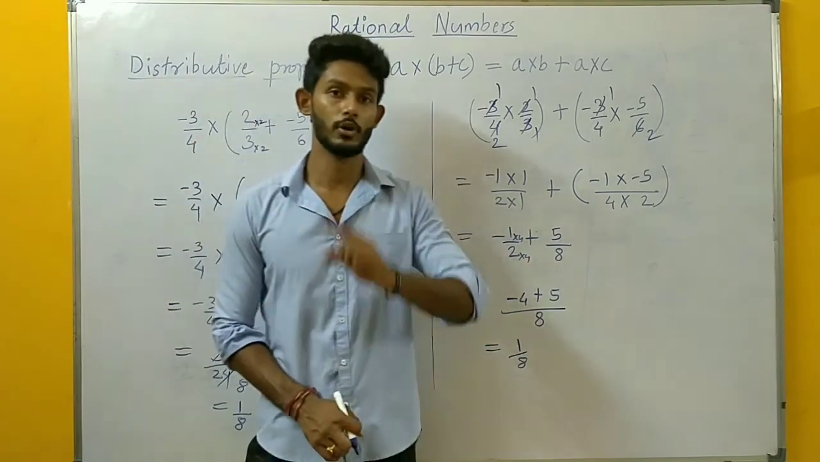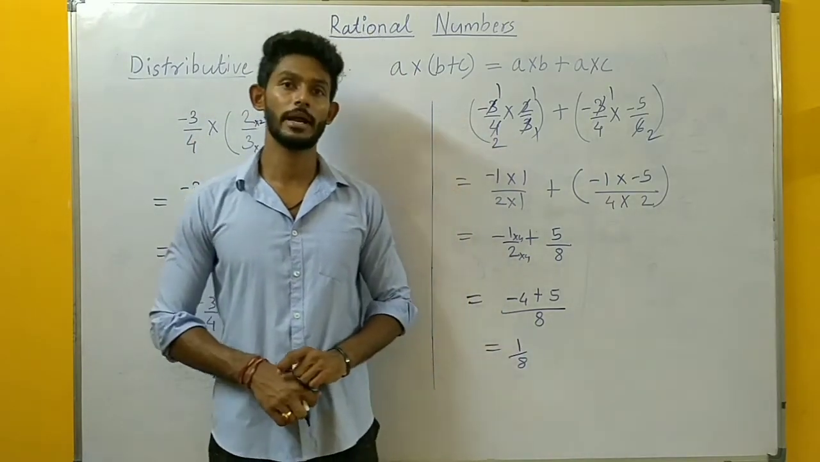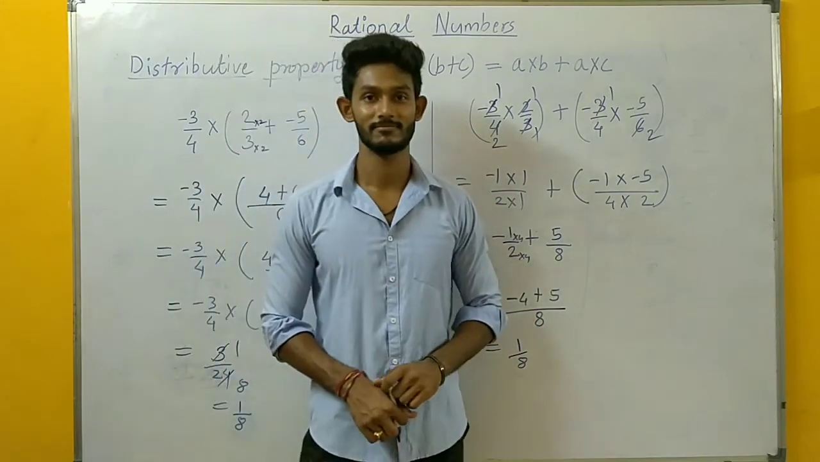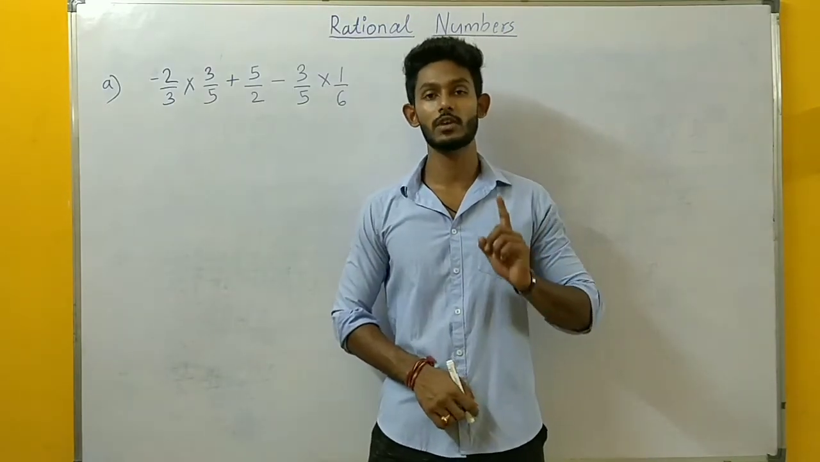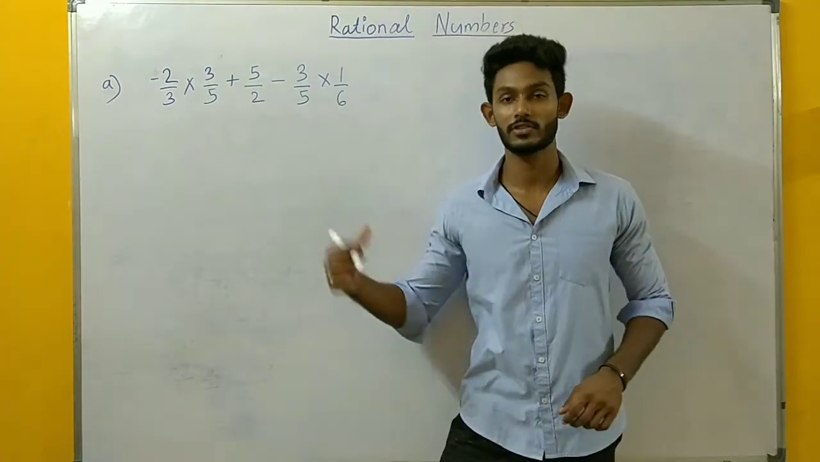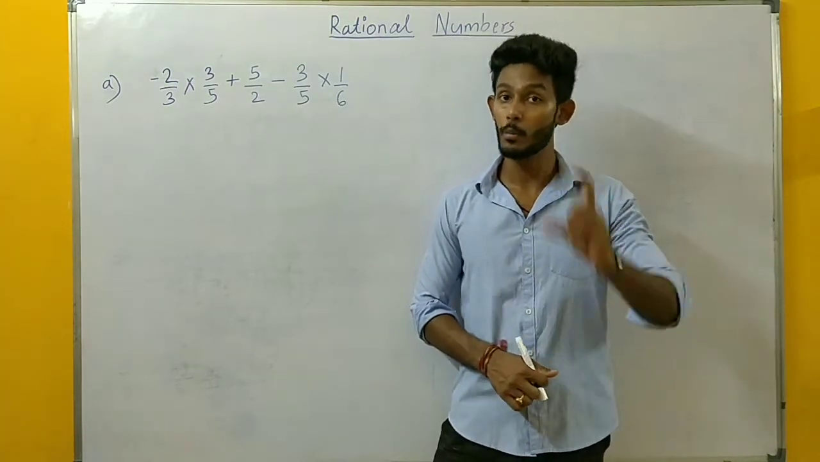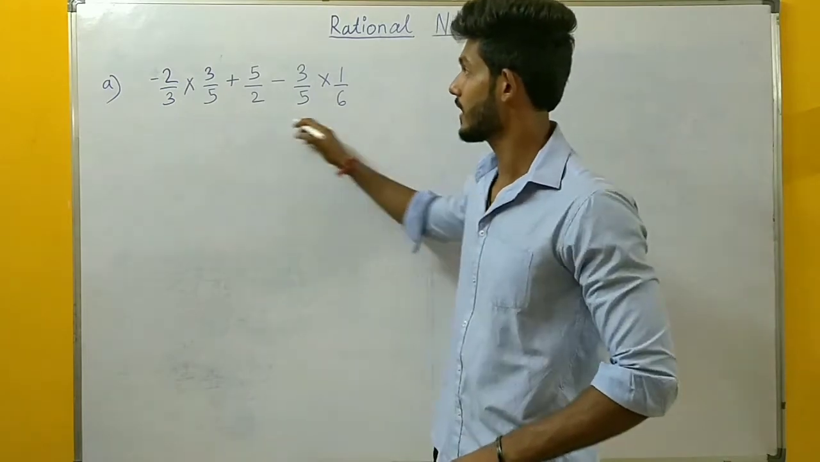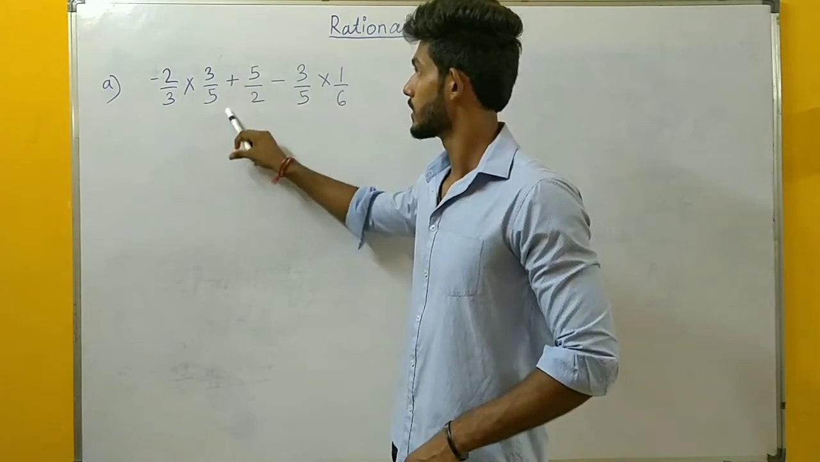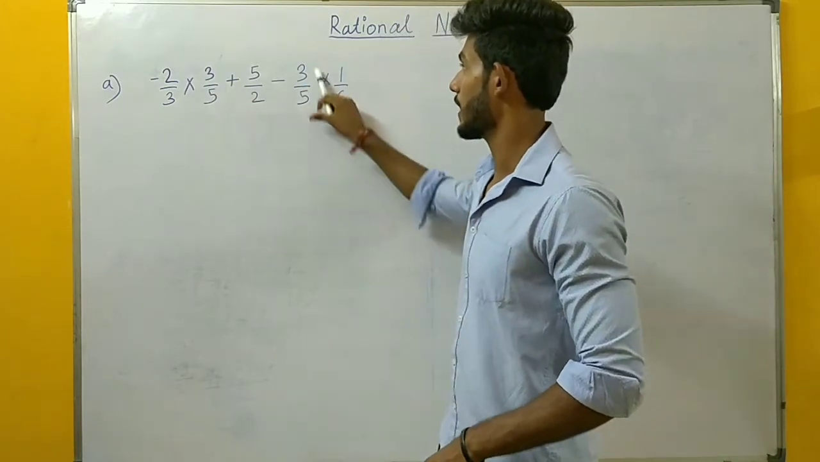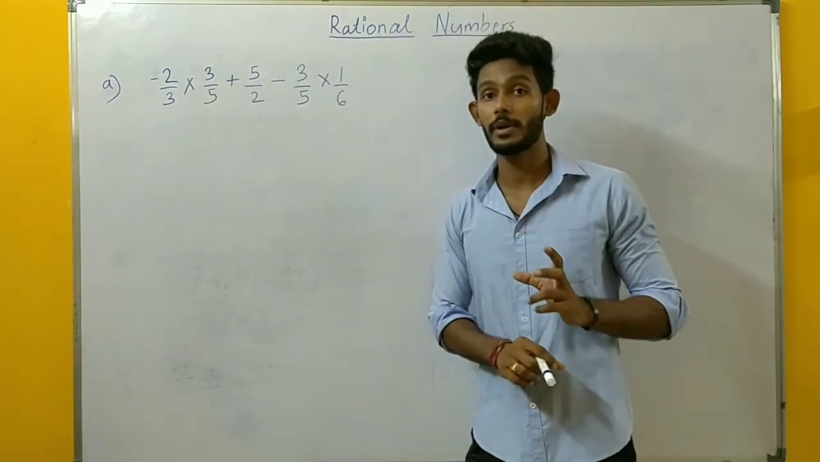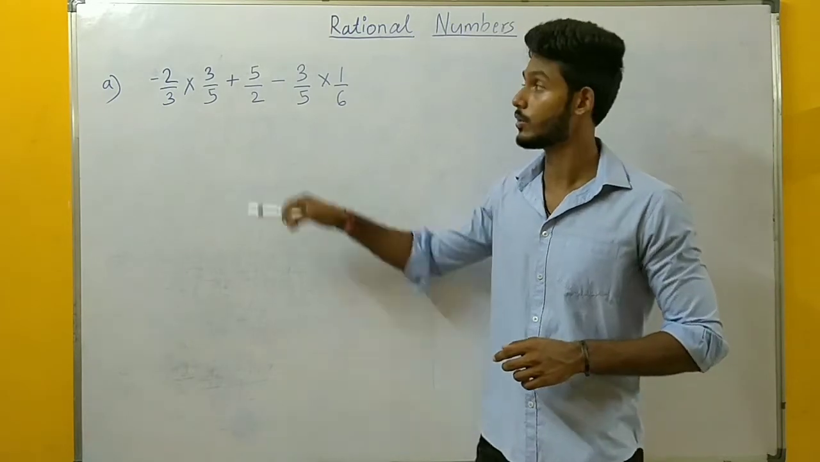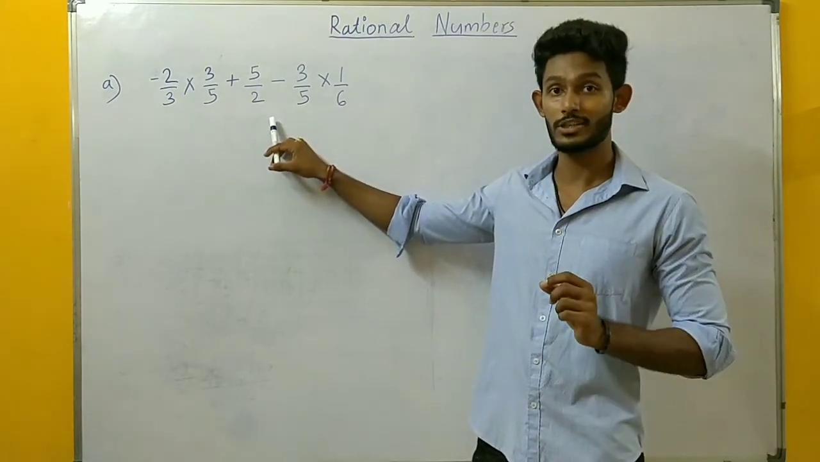Now it's time to solve one problem. So let's solve one problem and try to understand this property. So this problem is from your textbook, exercise 1.1, first problem. So let's try to solve this using appropriate properties. So as you can see here, we have 3 by 5 and 3 by 5 repeated over here. So this reminds us of the property that we have learned just now, that is distributive property.